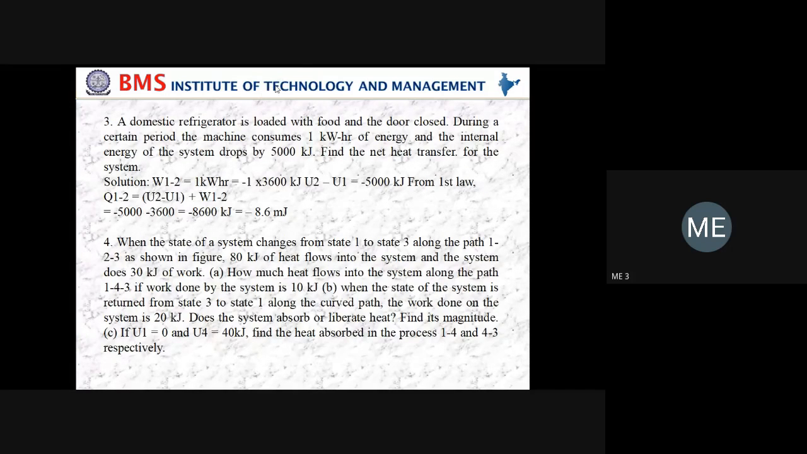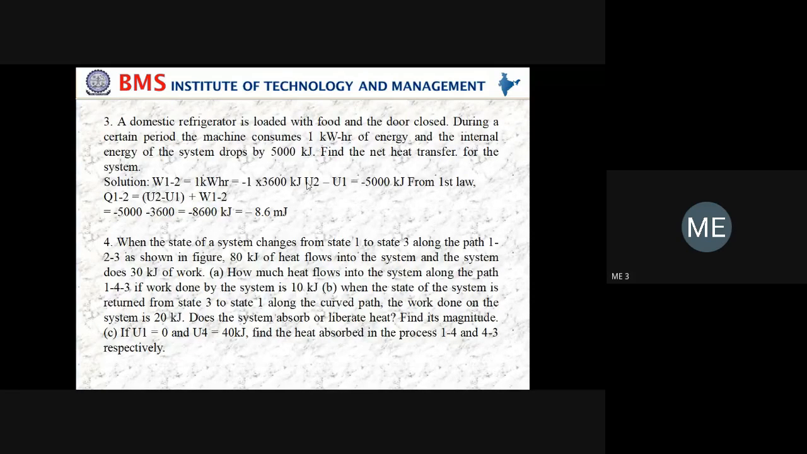So 1 kilowatt hour is work done on the system. During a period the machine consumes, consume means what? The work done on the system. That's why you have to take minus kilowatt hour, multiplied by 3600 because we are going to express work done in kilojoule unit. So minus 1 into 3600 kilojoules. Don't put 1 kilowatt hour as it is, because you have to convert it. You have to multiply by 3600, that is 60 into 60.